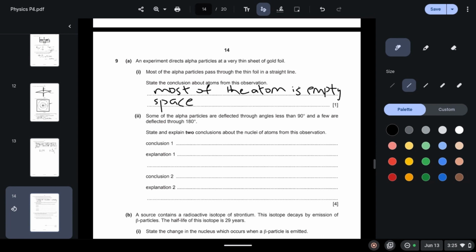Some of the alpha particles are deflected through angles less than 90 degrees and a few are deflected through 180 degrees. State and explain two conclusions about the nuclei of atoms from this observation. So some are deflected through 180 degrees. So that means that they have a great deflection.